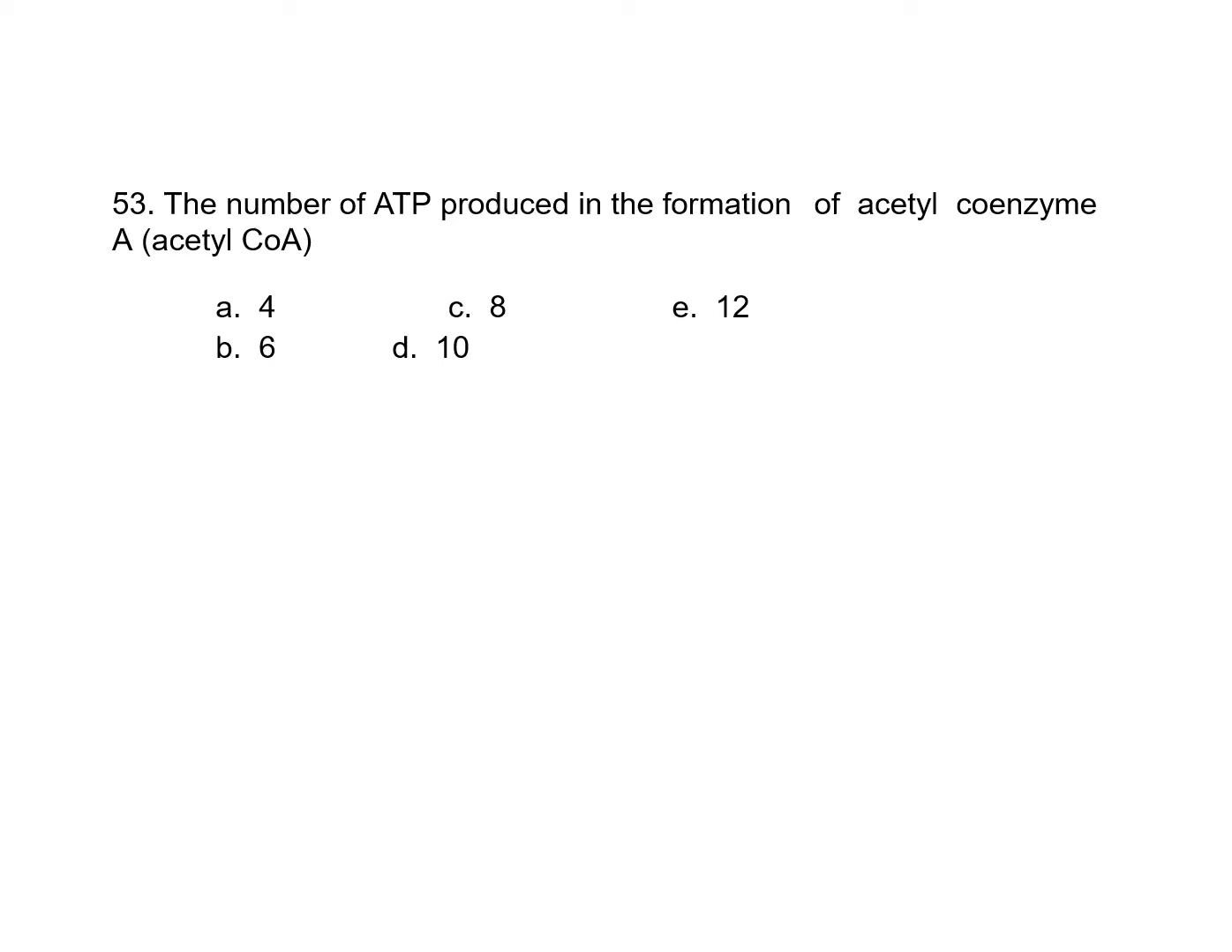Number 53. The number of ATP produced in the formation of acetyl coenzyme A, or acetyl-CoA. A, 4, B, 6, C, 8, D, 10, E, 12. The answer is 6.